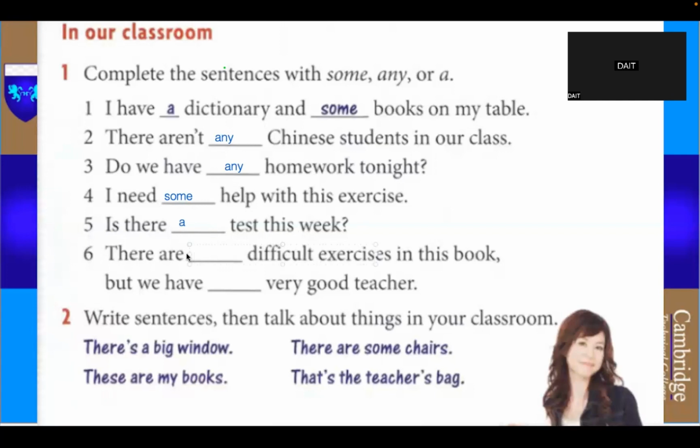Which one is the correct one? Are you sure? Maybe any or some. Any or some. Why can't we use a?